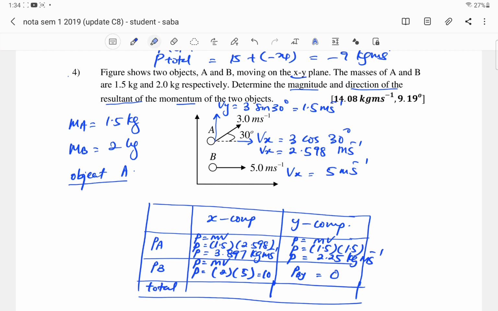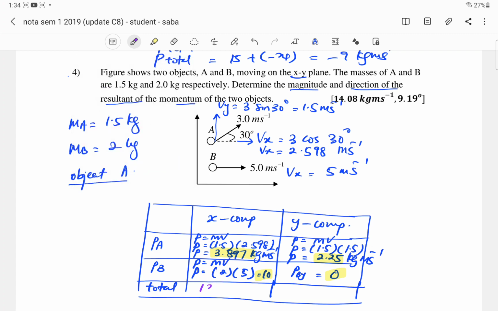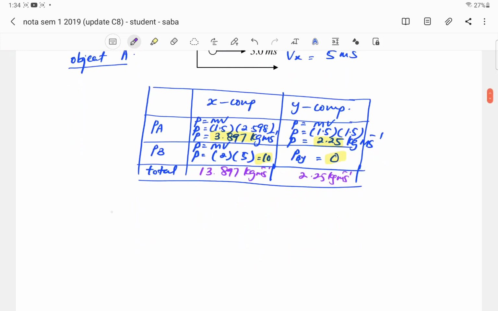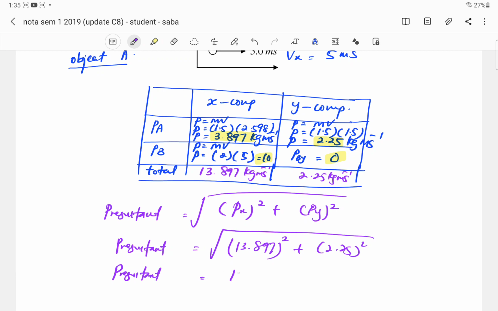So we have, okay, kat sini 3.897 plus 10, 2.25 plus 0. Okay, so kita ada 13.897 kilogram meter per second, and this one is 2.25 kilogram meter per second. So to find the P resultant, we have Px square plus dengan Py square, square root. So P resultant is 14.08 kilogram meter per second. Okay.